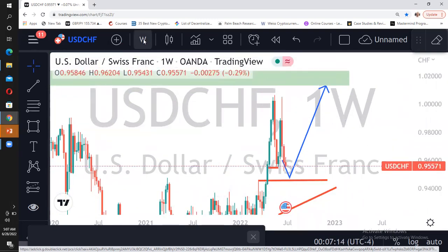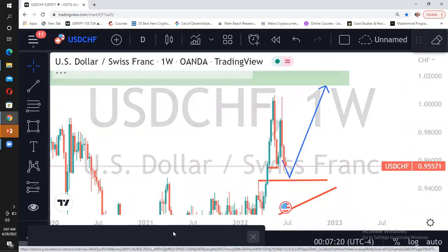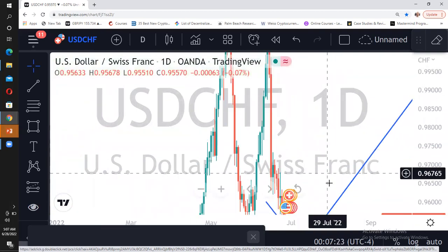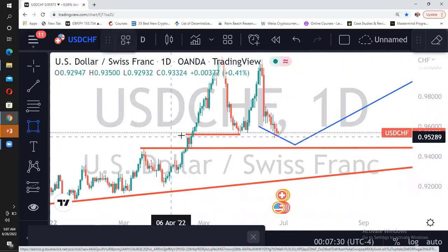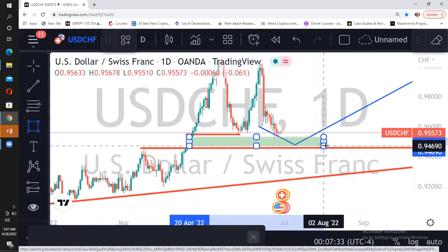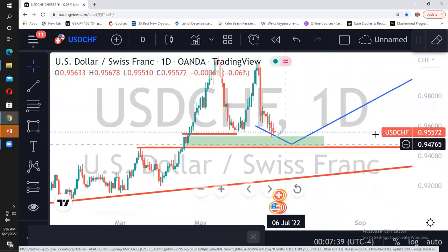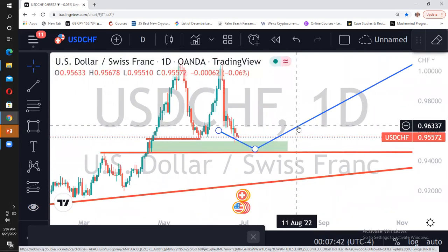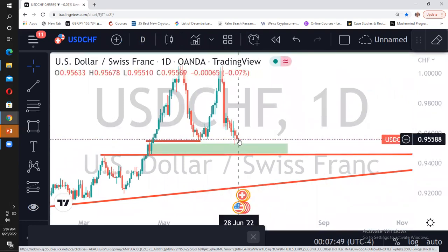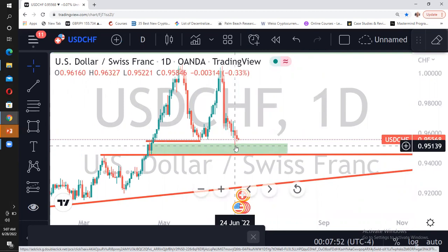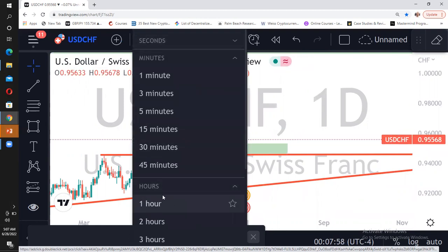Good. Let's go to daily. On the daily, there's an interception. We have an interception with another block, which kind of validates our bias on weekly. So what are we expecting? Good. We're expecting this. Control into this FVG on weekly. We will see it come back down. Let's go to 4 hours and see what we're looking at.